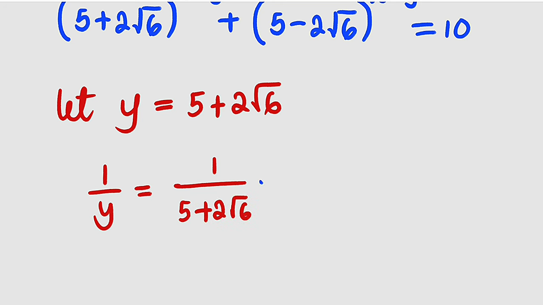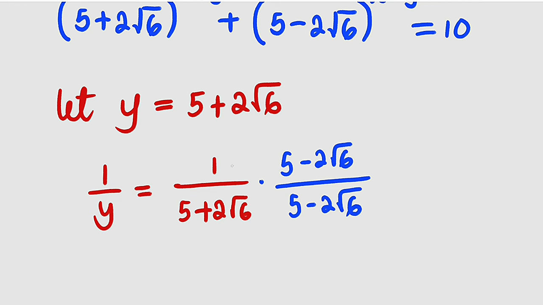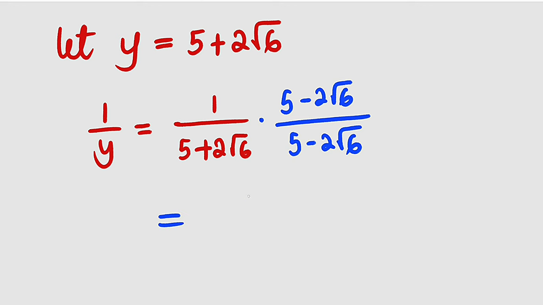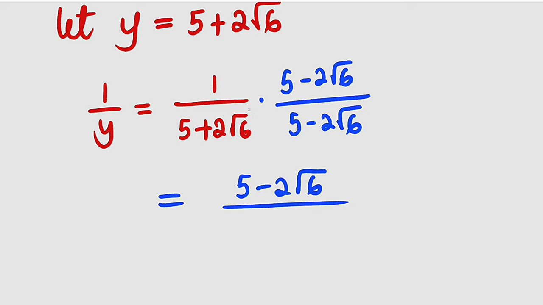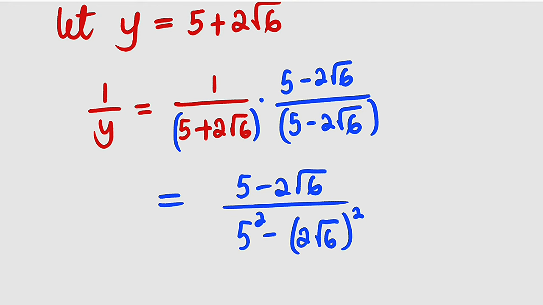To rationalize the bottom, we are going to multiply the top and the bottom by the conjugate of the denominator. And the conjugate will be 5 minus 2 root 6, divide by 5 minus 2 root 6. If you multiply the top, we have 5 minus 2 root 6. The bottom, just observe, we have difference of 2 squares, right? You take the first term, you square that, you subtract, you take the second term, you also square that.